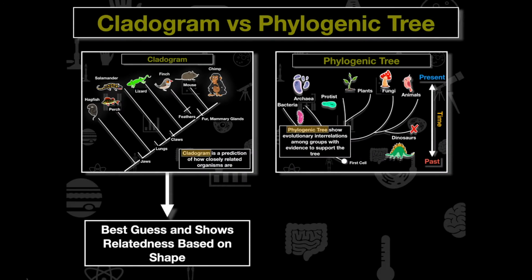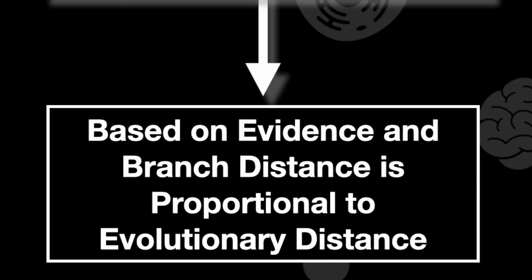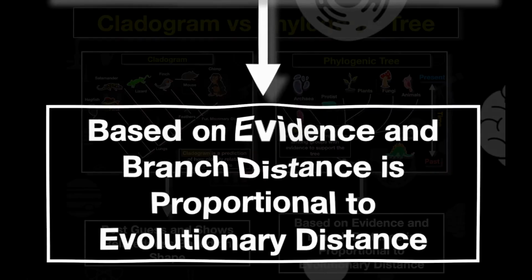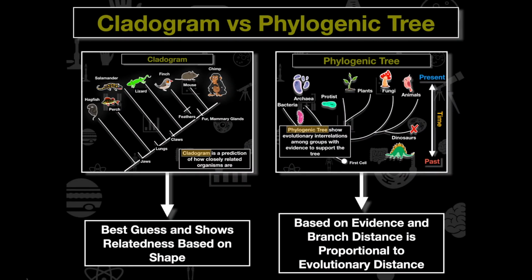We can see cladograms in general are going to have this kind of linear pattern where they go through and they represent time along this axis here. Now, a phylogenetic tree is going to be based on evidence, and the branch distance is proportional to the evolutionary distance that the organisms are apart from each other. So a cladogram is based on evidence, but it's really a hypothesis or a guess, whereas a phylogenetic tree is going to be based on hard evidence that allows us to draw this more accurate map.